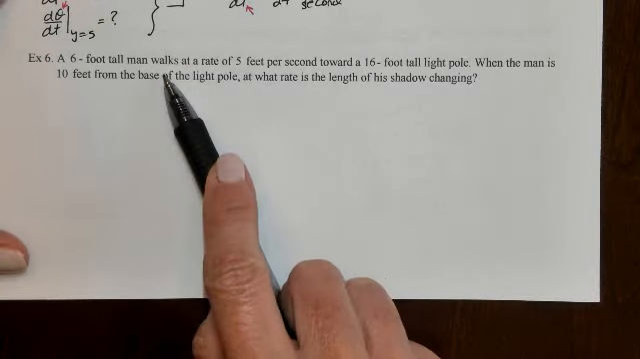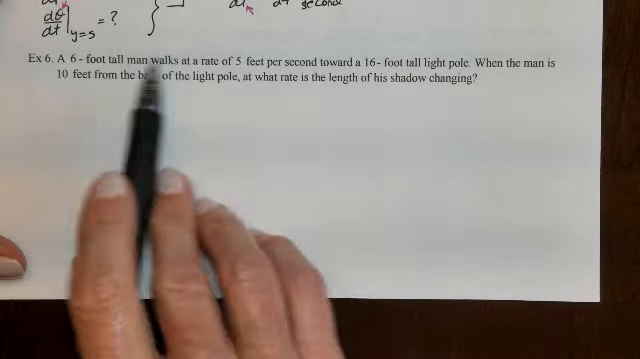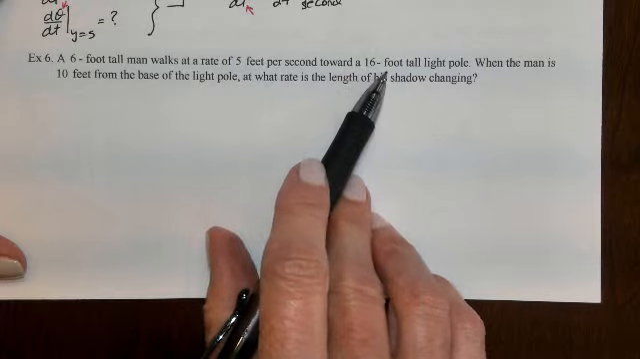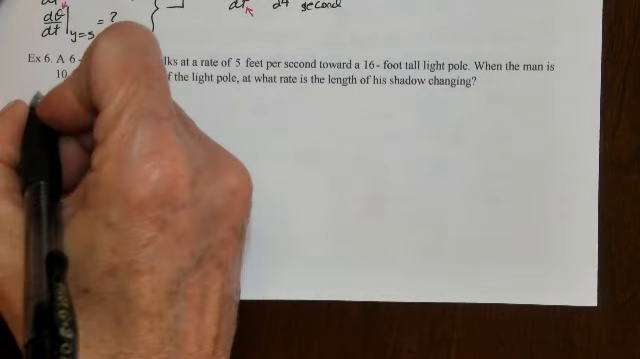So anyway, this is a fun one though. All right, so we have a man walking toward a 16-foot tall light pole. So I'm going to draw my little light pole here.